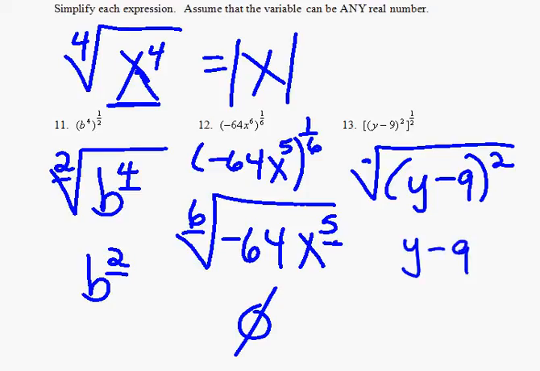Now, that was even, even, and the power on this is really 1, so that's odd. Even, even, odd means I need absolute value signs around the y minus 9 because I don't know whether that y was originally positive or negative, or that value, I should say, after I subtract 9 from y, whether that value was originally positive or negative.